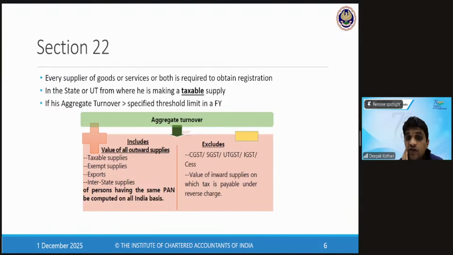Exempted supply more than threshold does not require registration. Yes, correct, Golti. There is an exemption which says that if you're making only exempt supply purely, then registration is not required. Clear on this aggregate turnover: you have to see the limit not in that state, but completely across India.